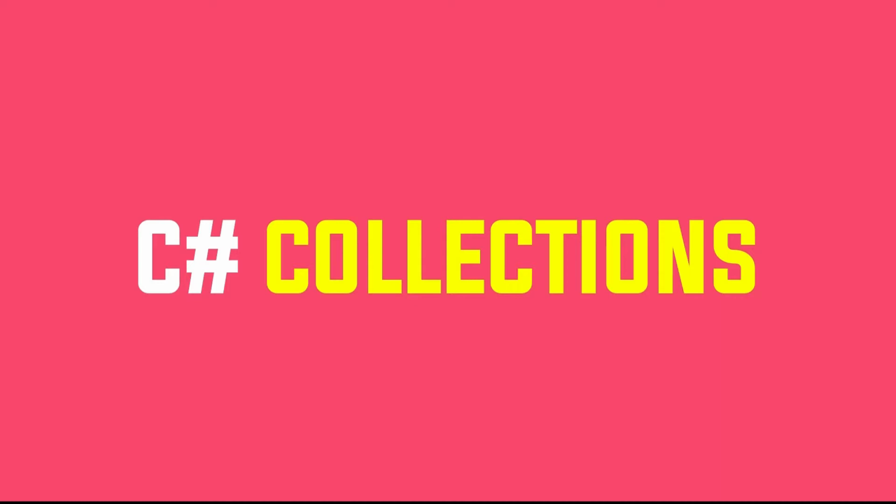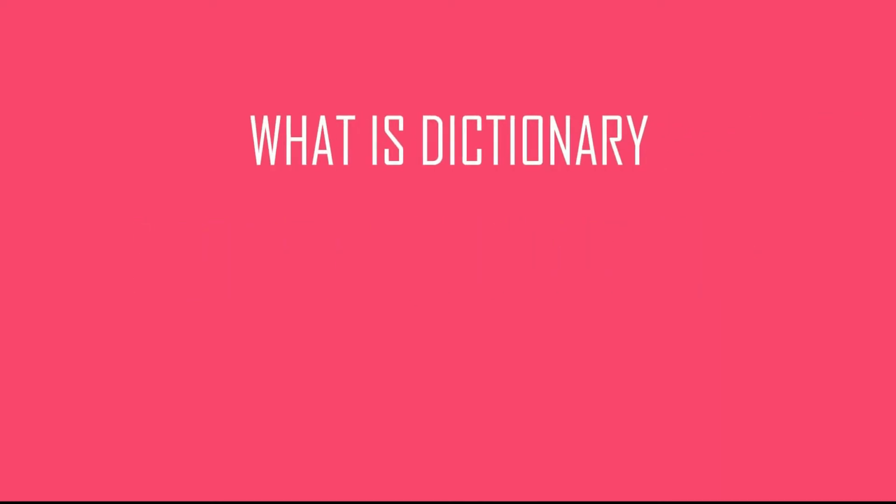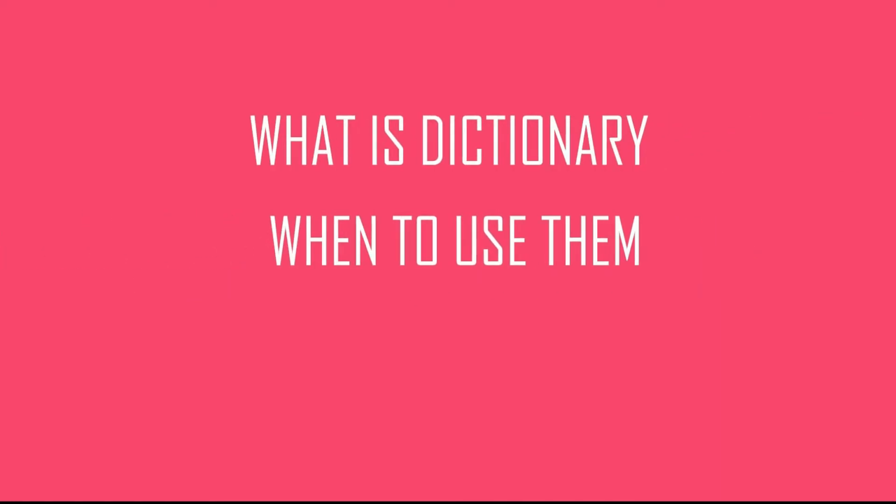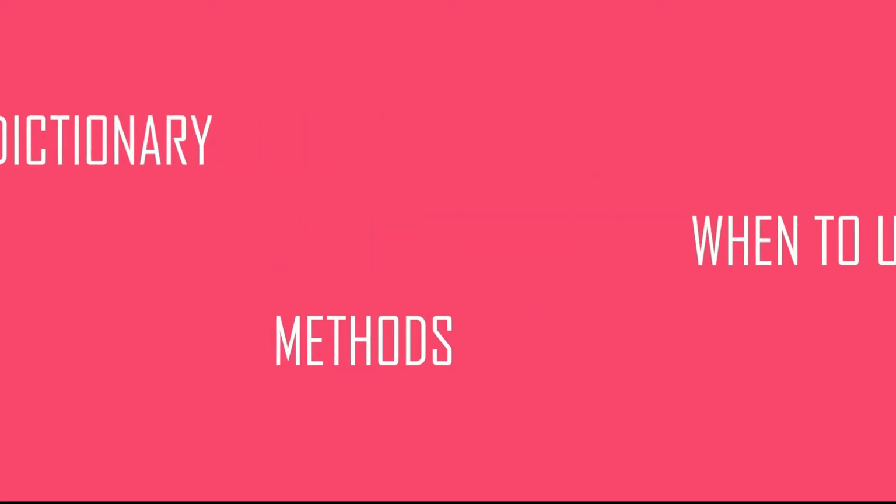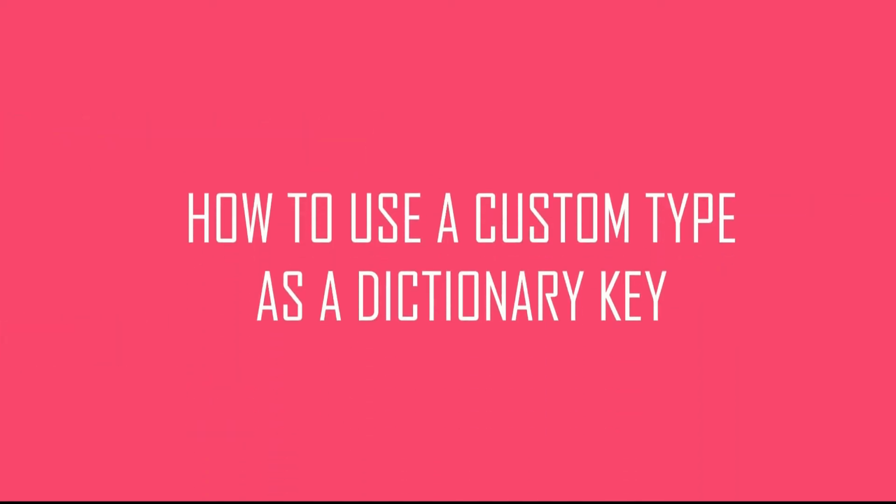In my last video, we understood what a dictionary is, when to use it, and learned how to use a few primary methods of dictionary. In this video, we will see just one thing: how to use a custom type as a dictionary key. I mean any user-defined class as a key to the dictionary.